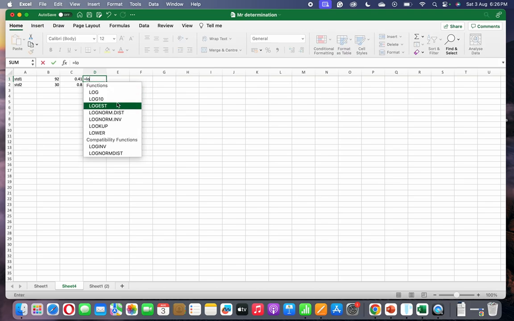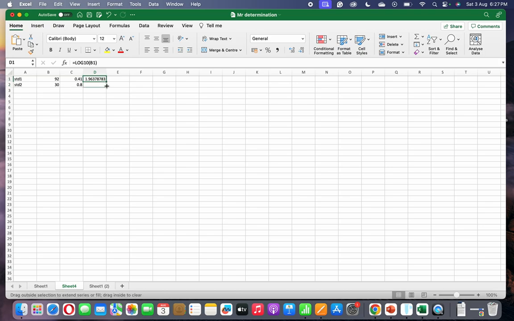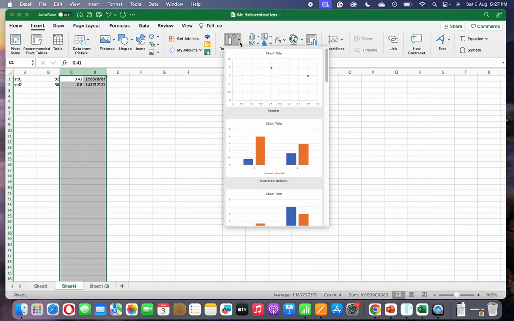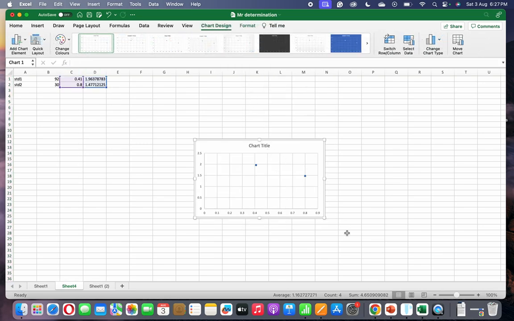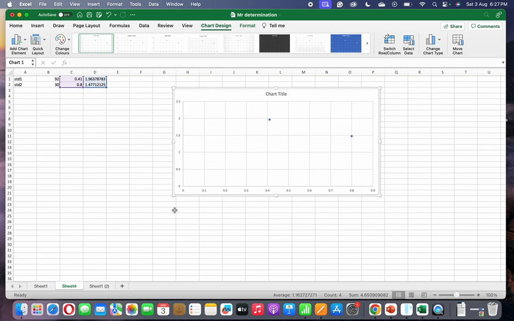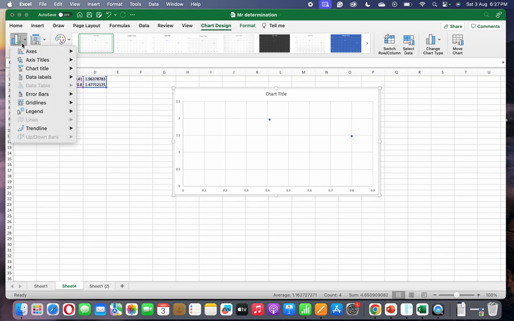This is log 10. So we have to calculate the log of the molecular weight for both of these. Okay, I'm keeping the molecular weight in kilodalton, so whatever answer we get is also going to be in kilodalton. Next, we will make a chart for this. Again, we only have 2 points, so this is not the most accurate way of estimating. Ideally, we would have more than 2 points, but that's okay.